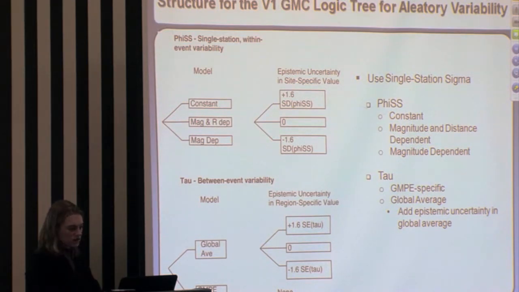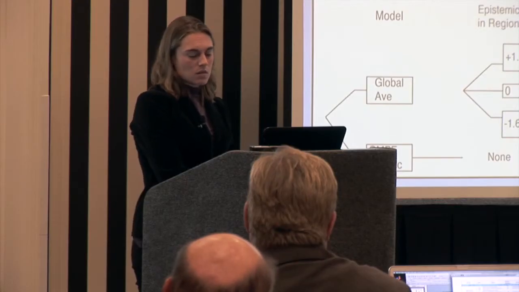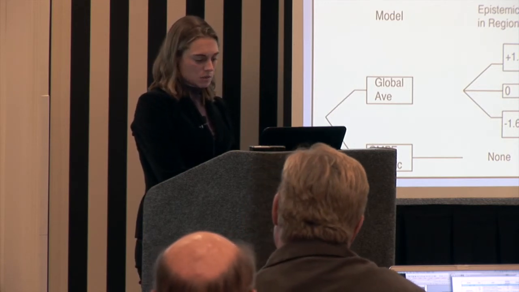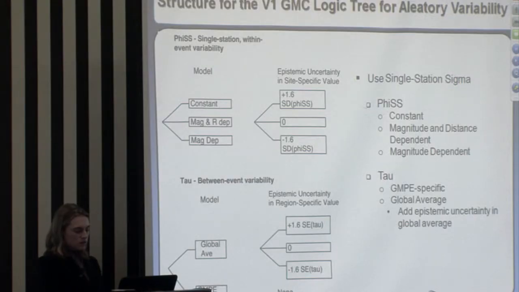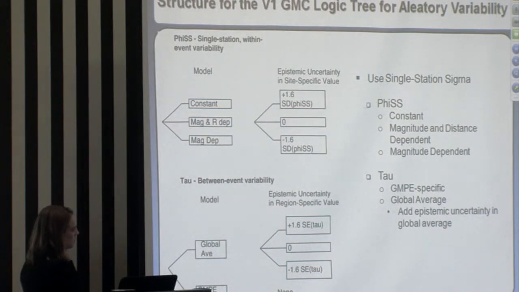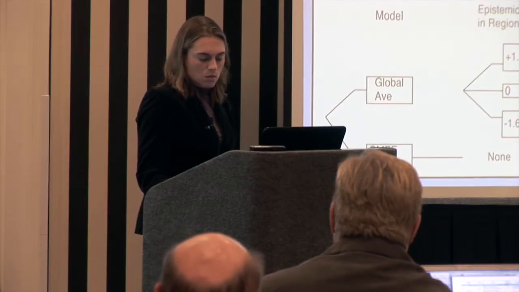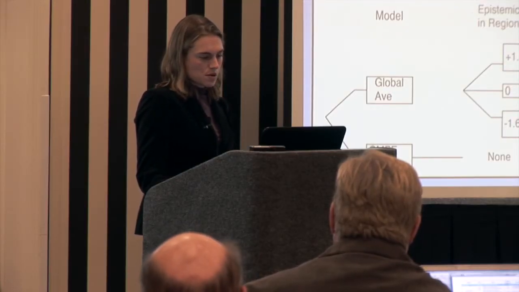There are different models for the FESS, so that's the single station within event variability. There's a constant model, a model that's dependent on both magnitude and distance, and a model that is just magnitude dependent. And then there's the tau model, which represents the between event variability. Previously, we just used GMPE specific values. Now we're going to look at some global averages, and we will add epistemic uncertainty into these global average models. And again, this will be discussed in more detail by Linda on Thursday morning, I believe.